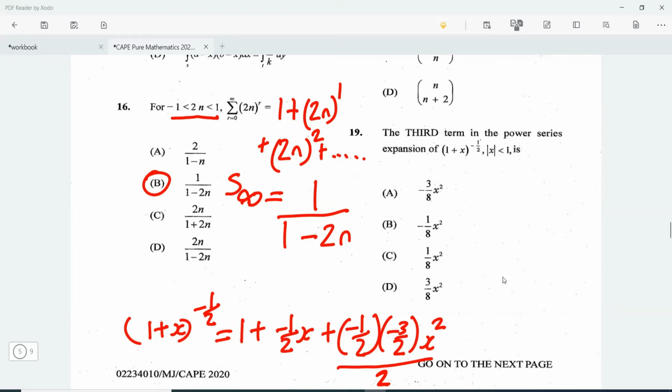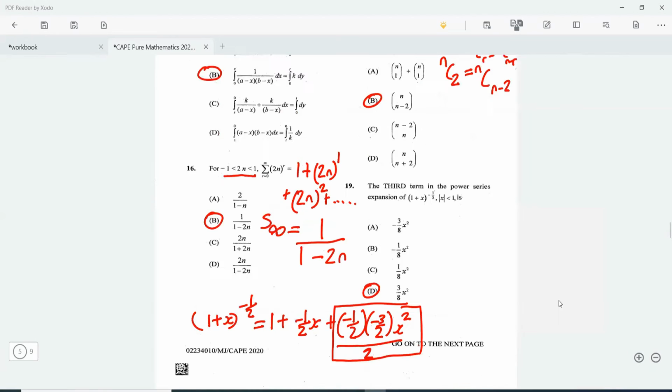So what we get then is minus 1 times minus 3 is 3. 2 times 2 is 4. 4 times 2 is 8. This part is 3 over 8. So that means the x squared term is 3 over 8 x squared, and it is positive. All we did is work out this part because they said they want the x squared term. That's it. Nice. That's question 19.